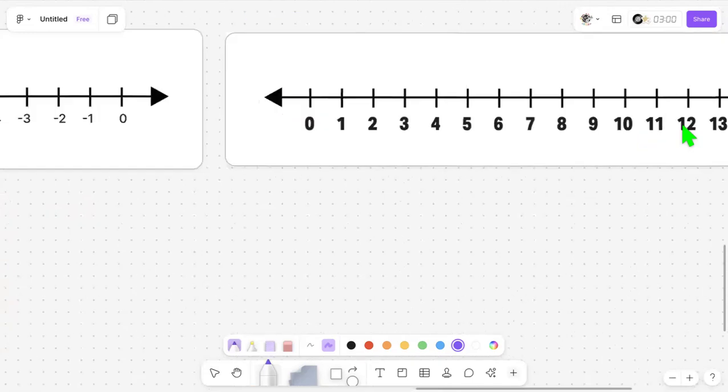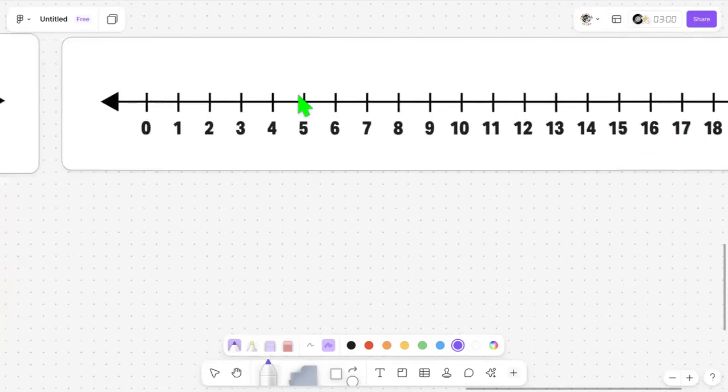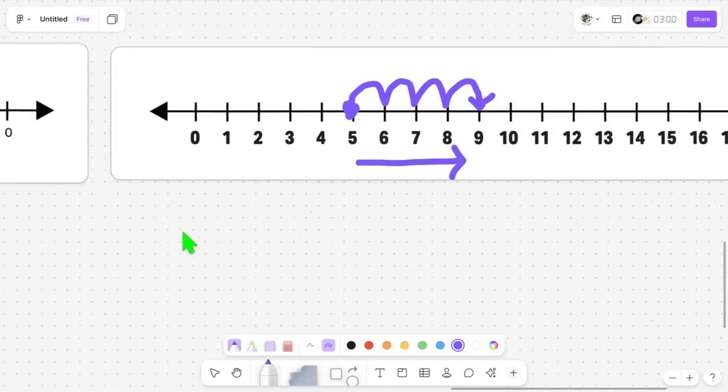Now, if I change this to +5 combined with +4, then my answer would combine to +9. Let's start with +5. 1, 2, 3, 4. That brings me to +9, moving to the right. And then we're combining positive numbers.